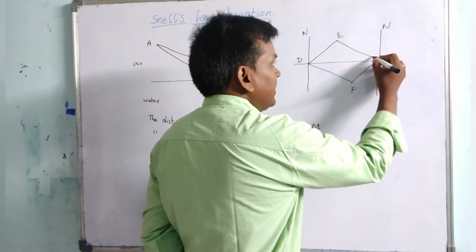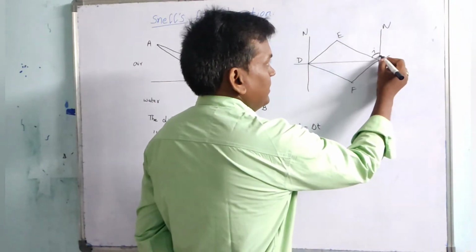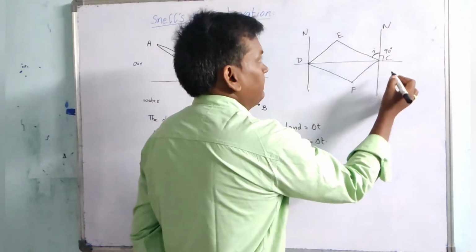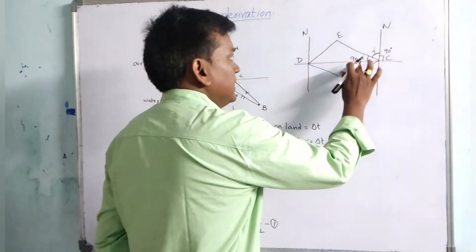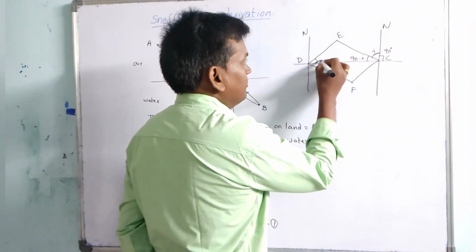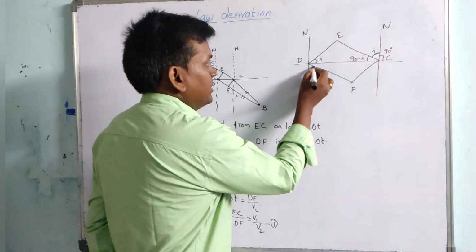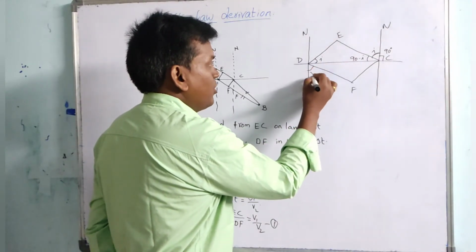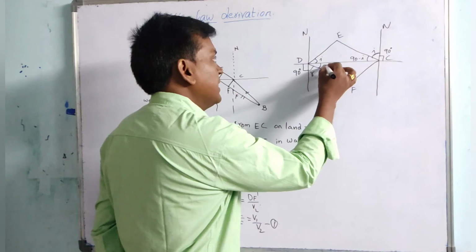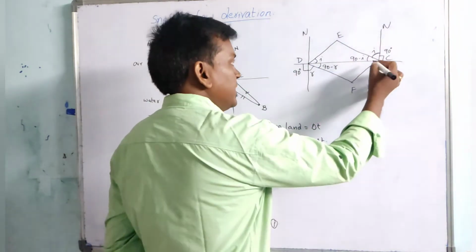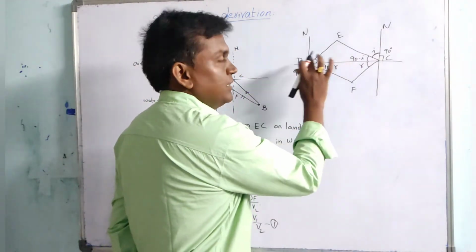So the angle between the incident ray and normal is called the angle of incidence, and this is the perpendicular. Perpendicular means 90 degrees. So the inside angle will be 90 minus I. If this is 90 minus I, from this triangle this will be I. In the same way, this is the refracted ray, so this is the angle of refraction. The angle between the refracted ray and normal is R, and this is the perpendicular, 90 degrees. As this is 90 degrees, this will be 90 minus R. If this is 90 minus R, from this triangle this will be R.